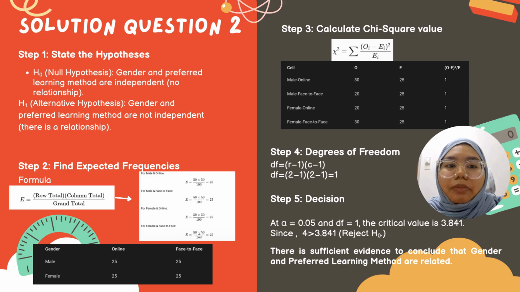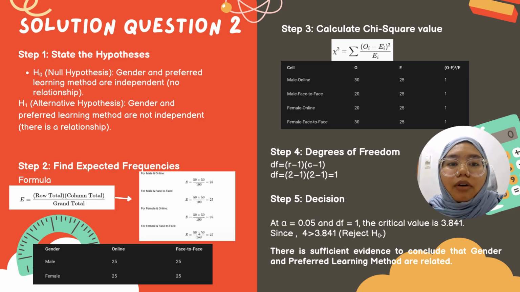Next, we calculate the expected frequency using the formula: expected frequency equals row total multiplied by column total divided by grand total. For this example, the expected frequency for each cell is 25. Then we calculate the chi-square using the formula: chi-square equals the sum of the observed value minus the expected value, squared, divided by the expected value. After the calculation, the chi-square value obtained is 4.